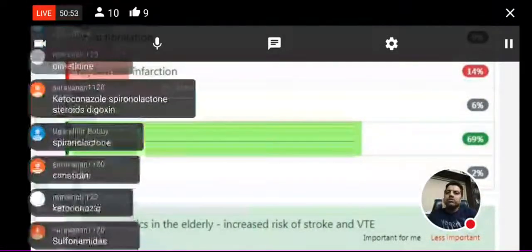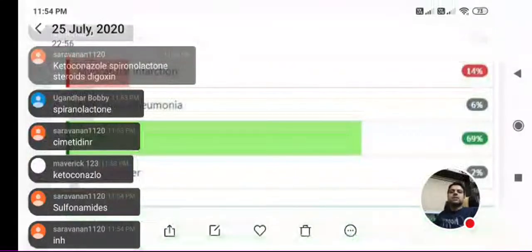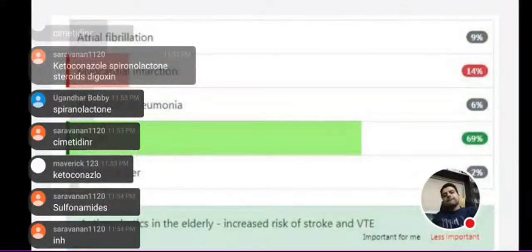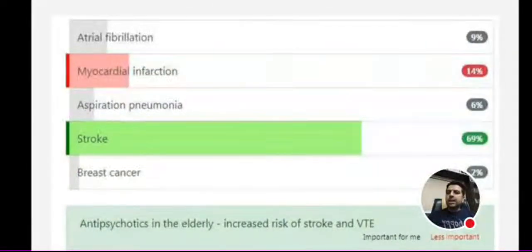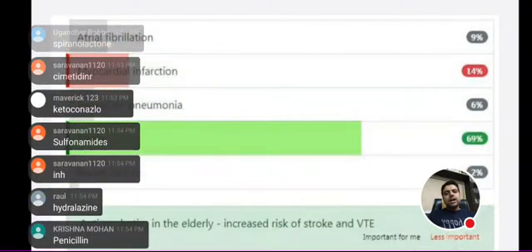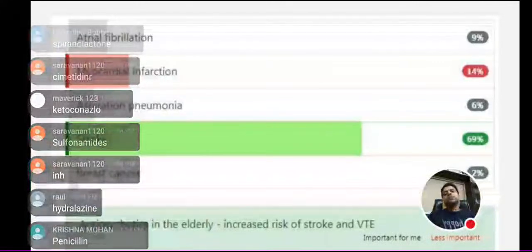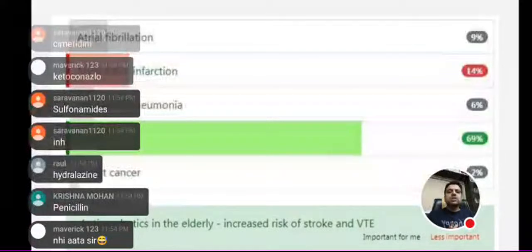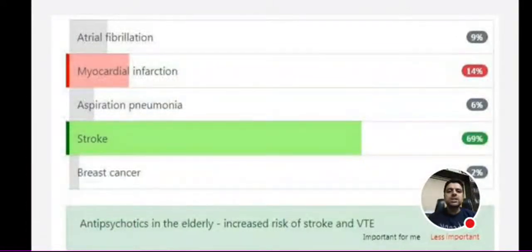Drug-induced SLE, I hope you guys all know: sulfonamides, INH, yes. Any more comments? Sure. Remember SHIP. S for sulfonamide, H for hydralazine. Rahul, absolutely right. I is isoniazid, anti-tubercular drug. P is procainamide. Remember SHIP from today. SLE drug induced is SHIP.